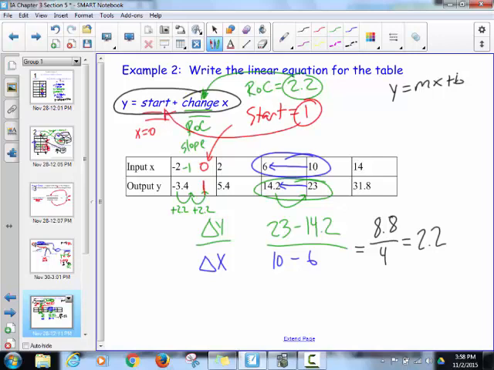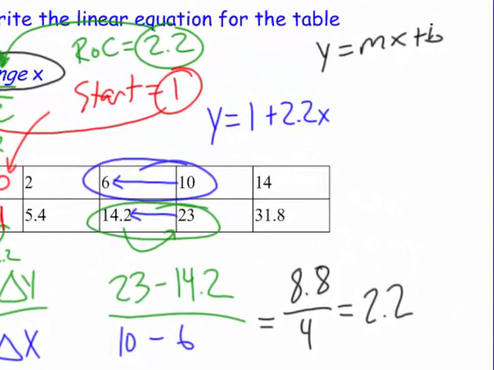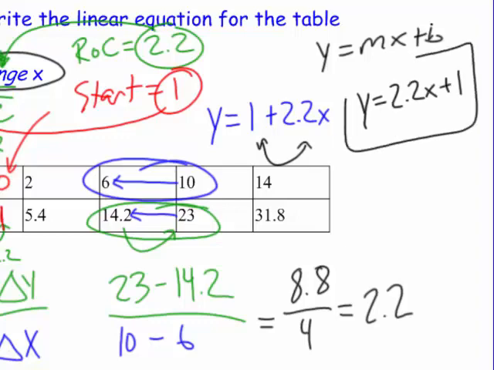So if I want to write it in that way, I would say y equals start plus change x. If I want to write it in slope-intercept form, I would just flip-flop their spots and say y equals mx plus b, so 2.2x plus 1. So either one of these is just fine.